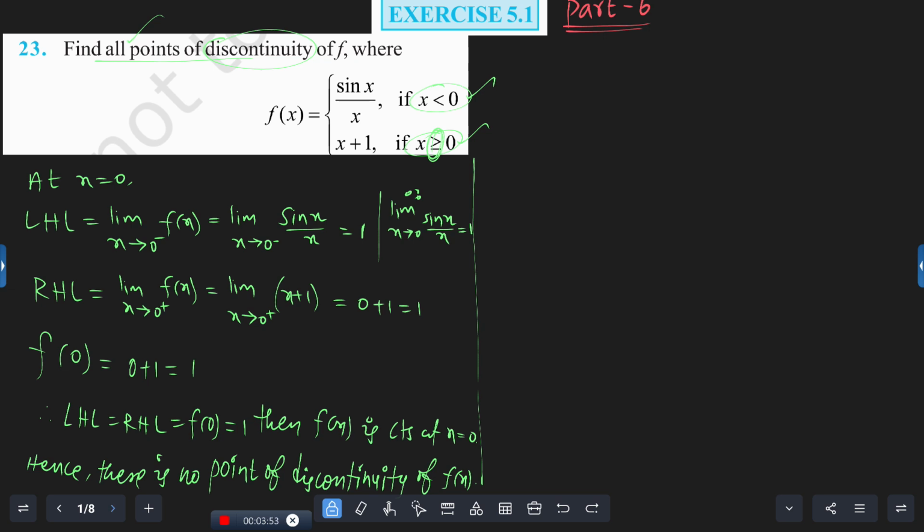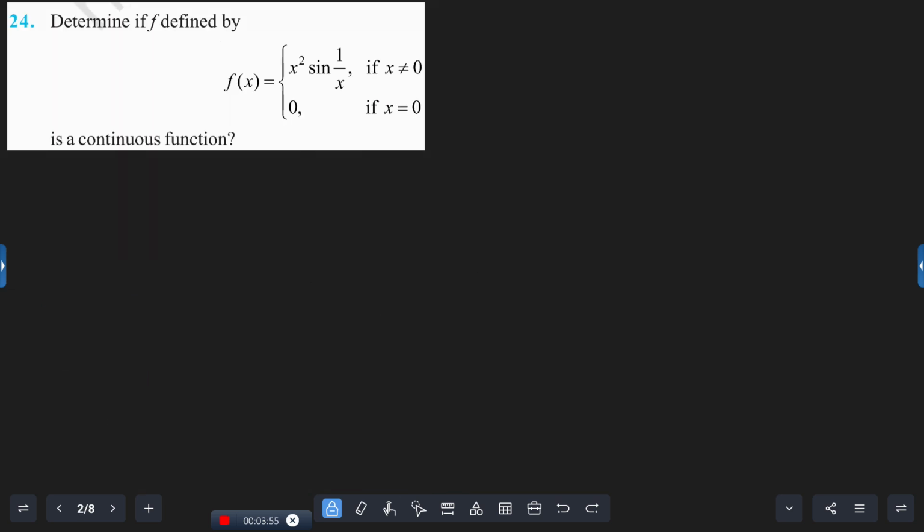Understand? Right. Next question. Listen, determine if f defined like this is continuous or not. They are asking whether it is continuous or not. See, there is no interval. Only not equal to and equal to is given. Where it is not equal, there we have to use the limit value. Where it is equal, we can use the function value. But interval is not given, so we don't want to go to left hand limit, right hand limit. Directly we can go with function value and limit value.